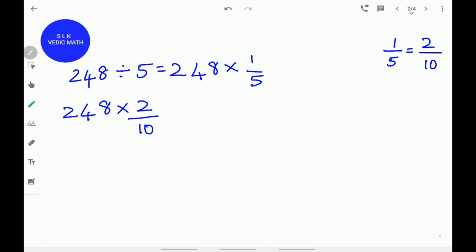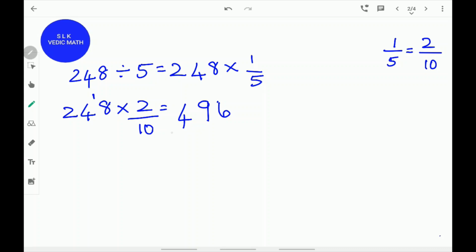First multiply 248 times 2. 8 times 2 is 16, so write down the 6 and carry the 1. So 2 times 4, 8. 8 plus the carry 1 is 9. So 2 times 2 is 4, so write down the 4. So 248 times 2 is 496.